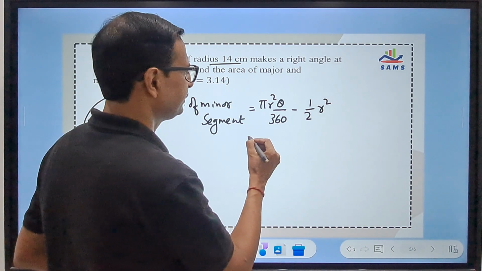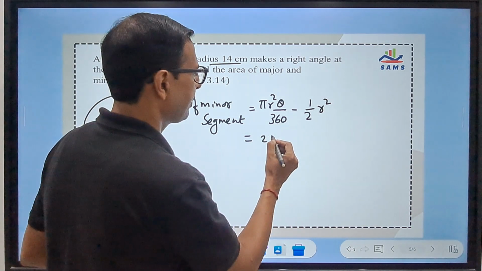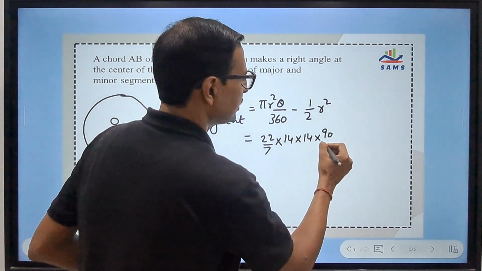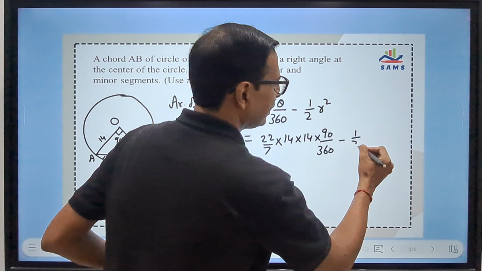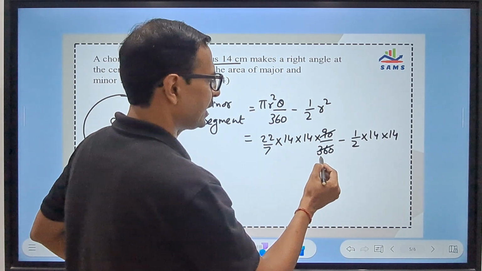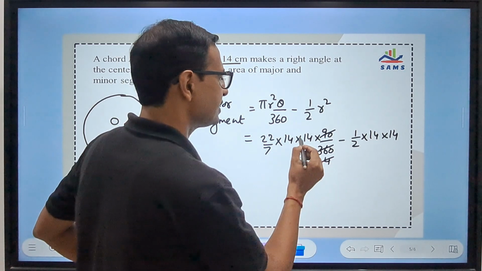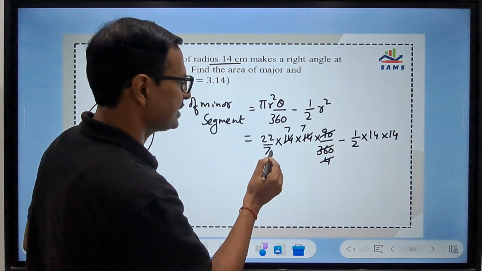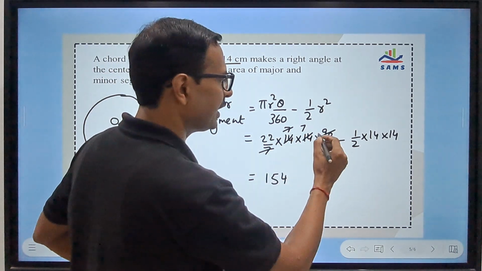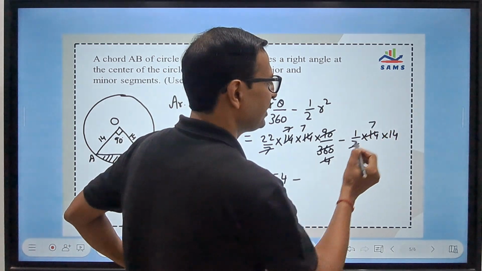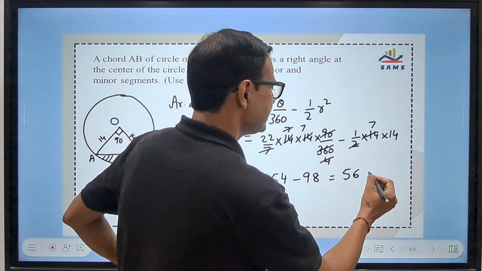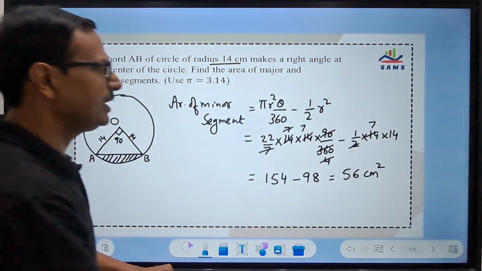So let's put the values now. Pi is 22 by 7, r is 14 times 14, theta is 90 upon 360 minus half into 14 into 14. So we have to solve this now. 90 cancels this 4 times, 4 cancels this 7 and this 7 times, and 7 cancels out. So you have 22 into 7, 154 in the first part, minus 2 cancels this 7 times, 14 7s are 98. So this comes out to be 56 centimeter square. This is the area of the minor segment.